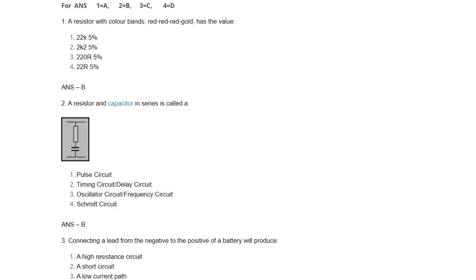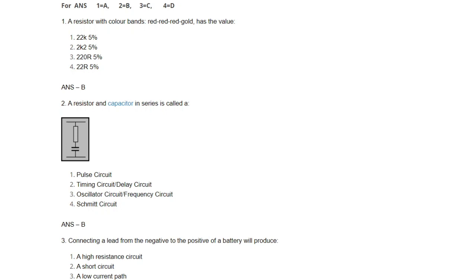Question number 1: a resistor with color bands red, gold has a value of what? The options are 22K 5%, 2K 5%, 220R 5% and 22R 5%, and the answer is B, that is 2K 5%.